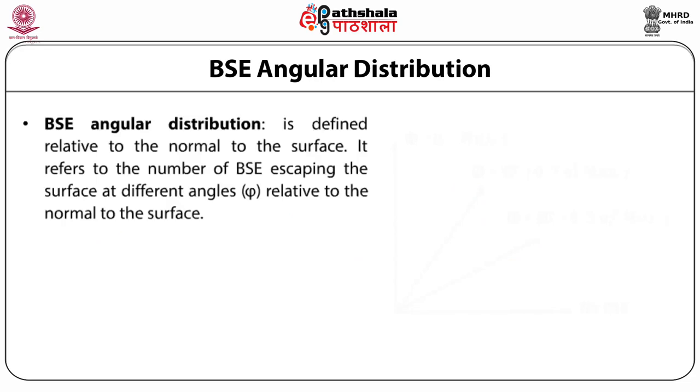Also, the backscattered electron angular distribution is a factor that is affecting the BSE emission. It is defined relative to the normal to the surface, and it refers to the number of BSE escaping the surface at different angles phi relative to the normal to the surface. And the schematic diagram is giving the effect of angular distribution on BSE emission.